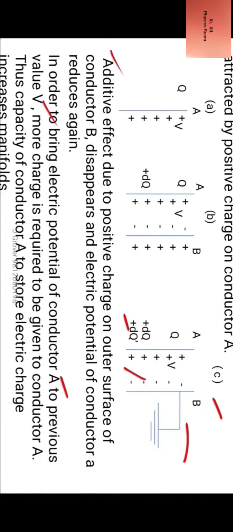This is how we can increase the capacity of a single conductor to store electric charge by bringing another conductor near it, where we can store more electric charge in a small space in this arrangement of parallel conductors. So, this is the explanation for the principle of the parallel plate capacitor.